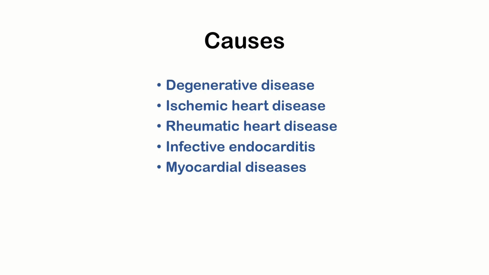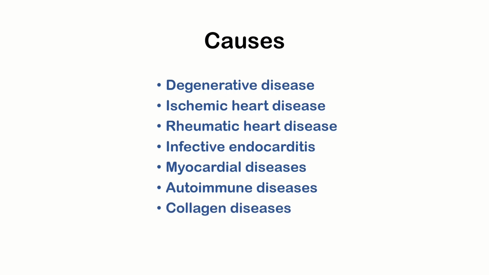Also, there are certain autoimmune diseases like systemic lupus erythematosus, which can lead to mitral incompetence. And collagen vascular diseases like Marfan's syndrome and Ehlers-Danlos syndrome can affect the heart valves and can cause mitral regurgitation. Centrally acting appetite suppressant drugs like fenfluramine, and dopamine agonists like cabergoline, can lead to mitral regurgitation.